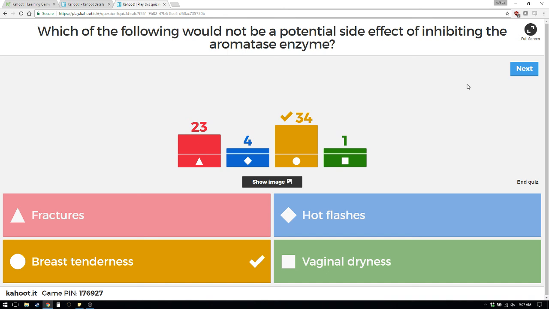But breast tenderness should not be one. Why? It's less estrogen, so you're not going to really have as much activity at those tissues, so you should not be promoting growth there or promoting increased development of that tissue. Okay, make sense? All right.